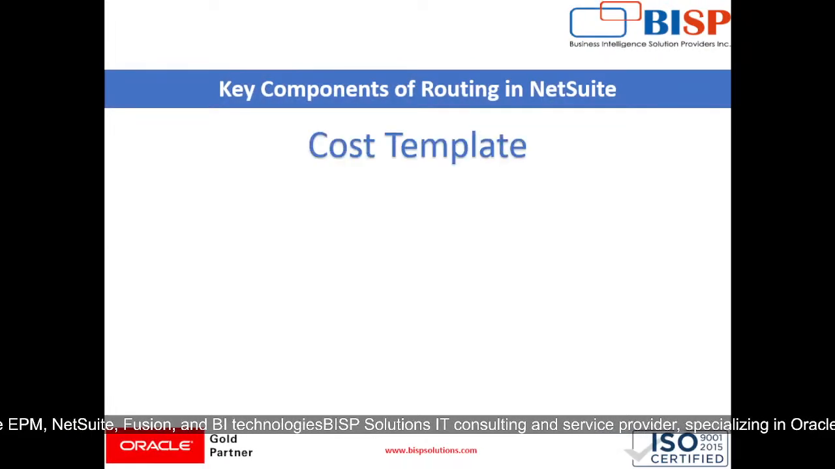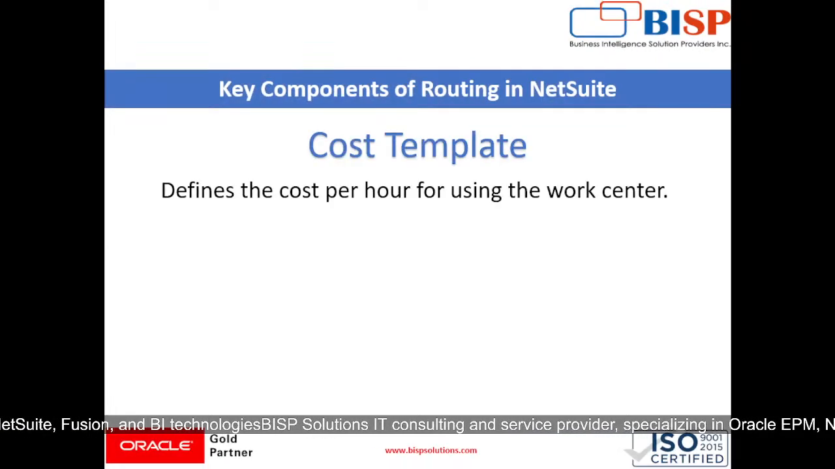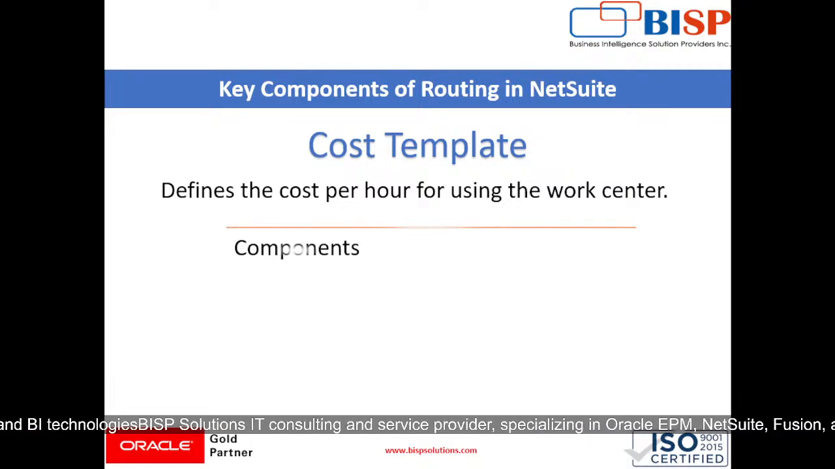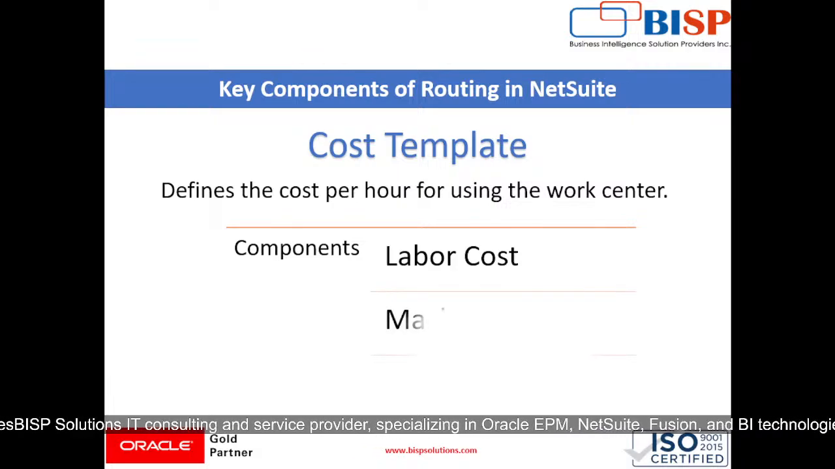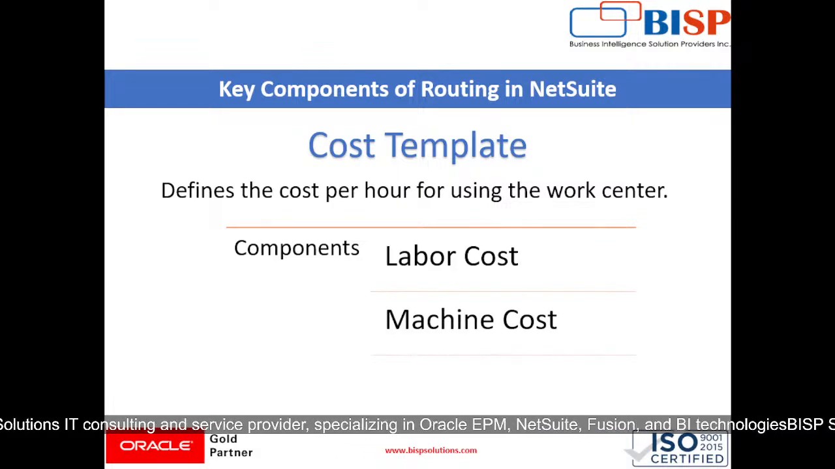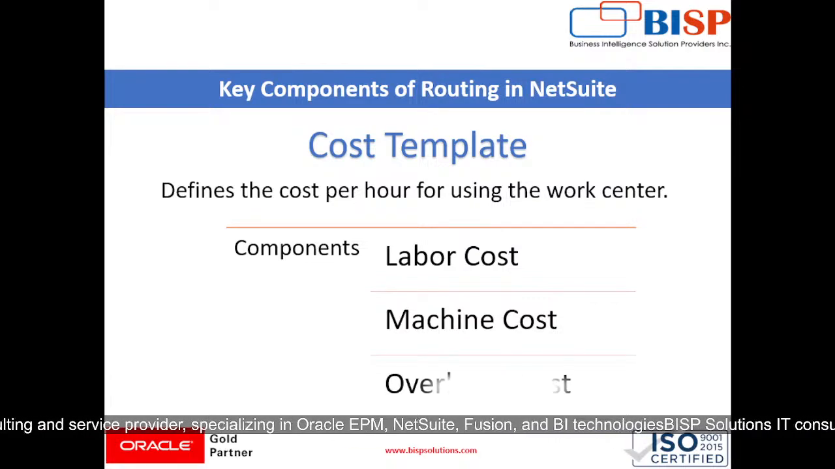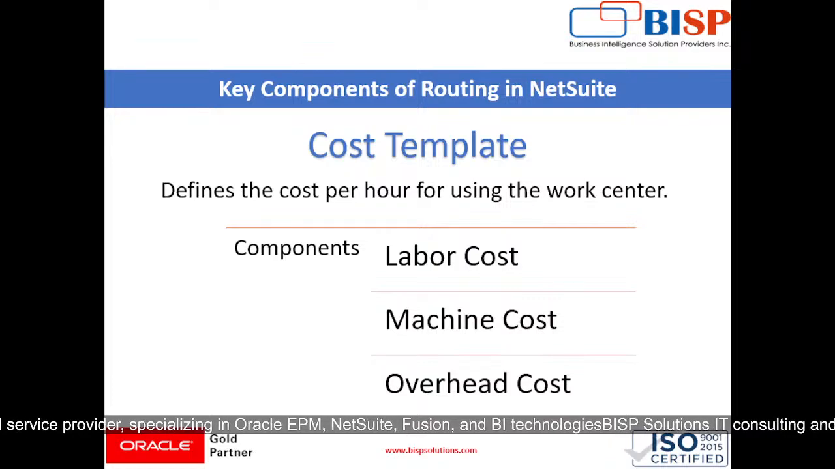Next comes our cost template, where the purpose is to define the cost per hour for using the work center, and components involve labor cost, which is the cost of worker time, machine cost, which is the cost of using machines, and overhead cost, which is additional indirect cost.